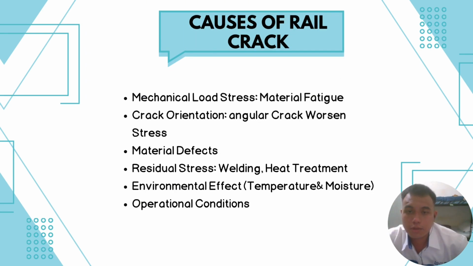Second, I'm going to present on the causes of a crack. The first reason is the mechanical load stress on the material fatigue. Secondly, a crack orientation that can be caused by angular crack worsen stress. Thirdly, it's material defects. On the fourth is residual stress due to welding, heat treatment, and also grinding. The fifth cause of rail crack is environmental effect due to temperature and moisture. And lastly, it is due to operational conditions.